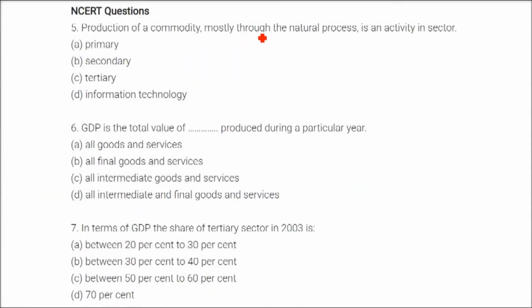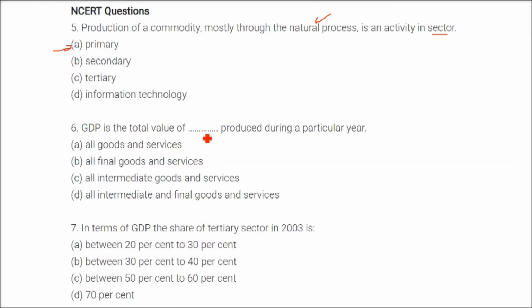Production of a commodity, mostly through the natural process, is an activity in which sector? Natural. Wherever the word natural comes, that means we are talking about the primary sector.